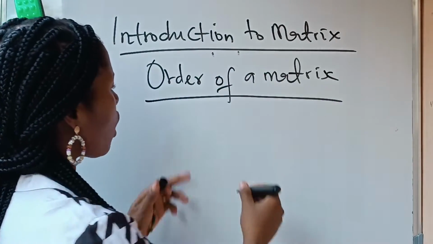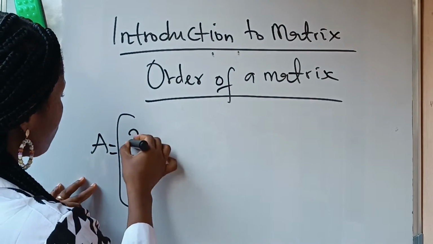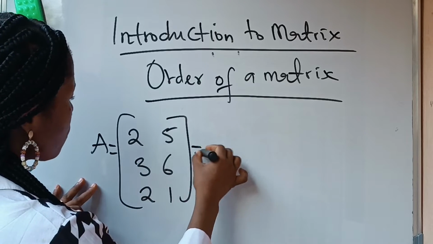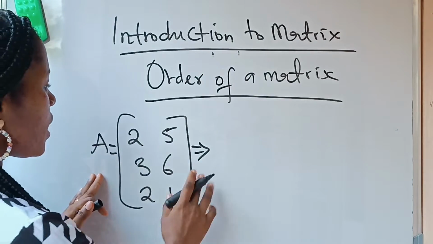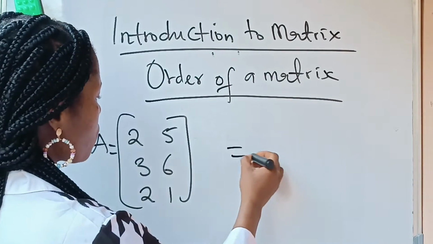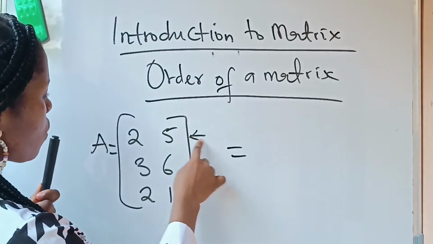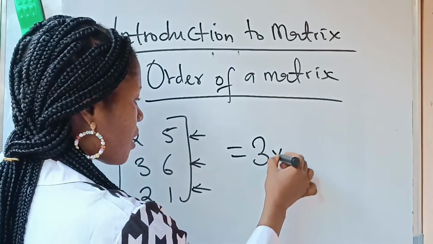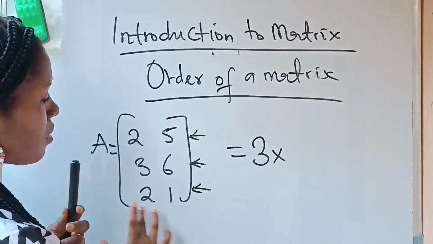Now, to name the order of a matrix, for example, if we are given that A is equal to 2, 5, 3, 6, 2, 1, and we are asked what is the order of this matrix? First of all, we need to know how many rows this matrix has. It has 1, 2, 3, 3 rows, because horizontally we have 3 groups. So you name that 3 first. The rows are named first. So we have 3 rows for this particular matrix.